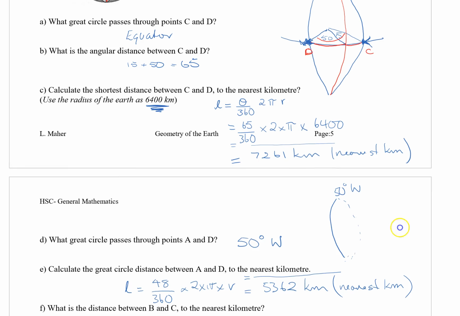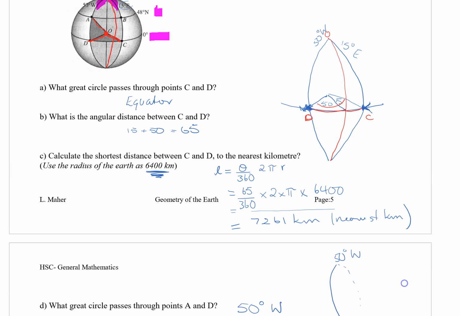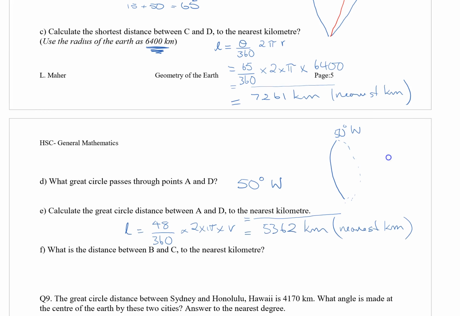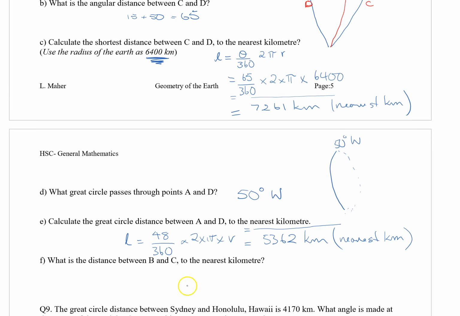What is the distance between B and C? Well, B and C are going to be exactly the same distance as A to D. So A to D was 5,362 kilometres. And that's the end of that question, so I'll stop the video now.